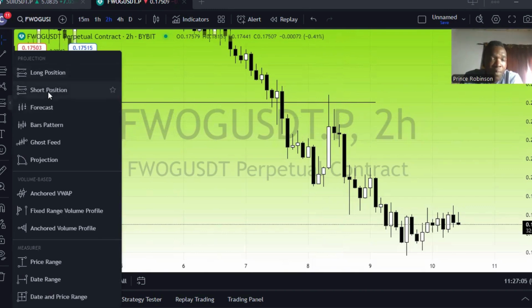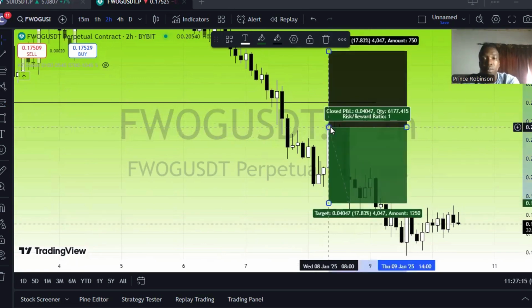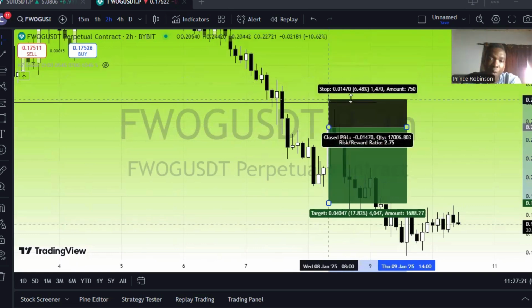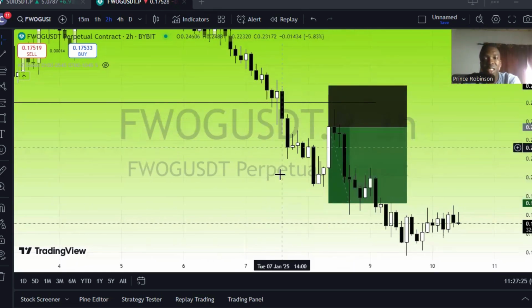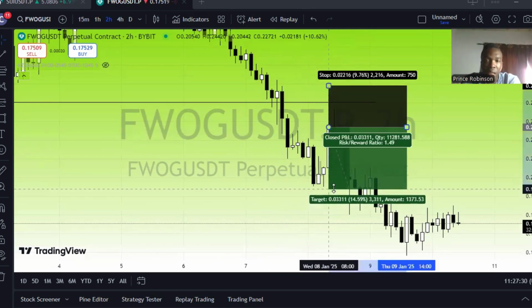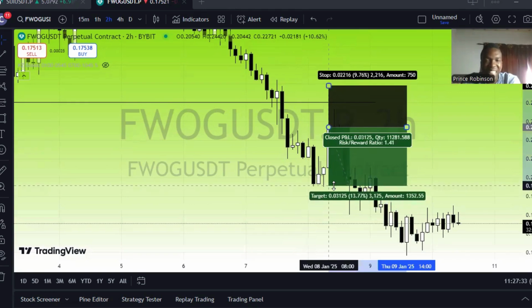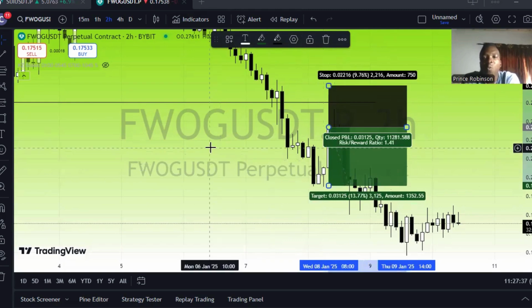I will no longer be placing my short entry here. I will be placing my short entry at the closure of this candle. Now, putting my stop loss above the wick, you can see that I'm now exposed to high risk. My target should be at the next swing. It's not even up to a 1 to 2 risk to reward ratio.